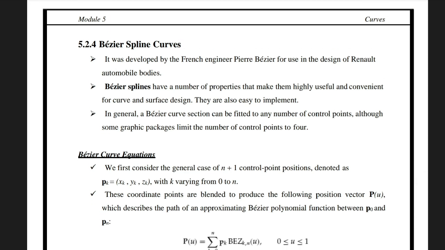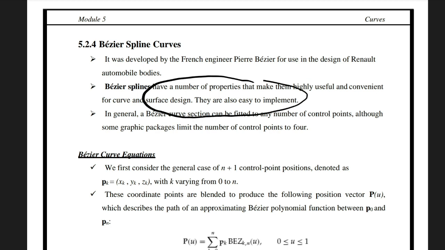So let's come to the most important and the last topic of module 5, which is Bezier curves. Firstly you have to write what a Bezier curve is. A Bezier curve is like there is an equation defined to draw a curve very smoothly. So who designed it? It was developed by the French engineer Pierre Bezier to use in the design of Renault automobile bodies. First sentence you have to write like this.